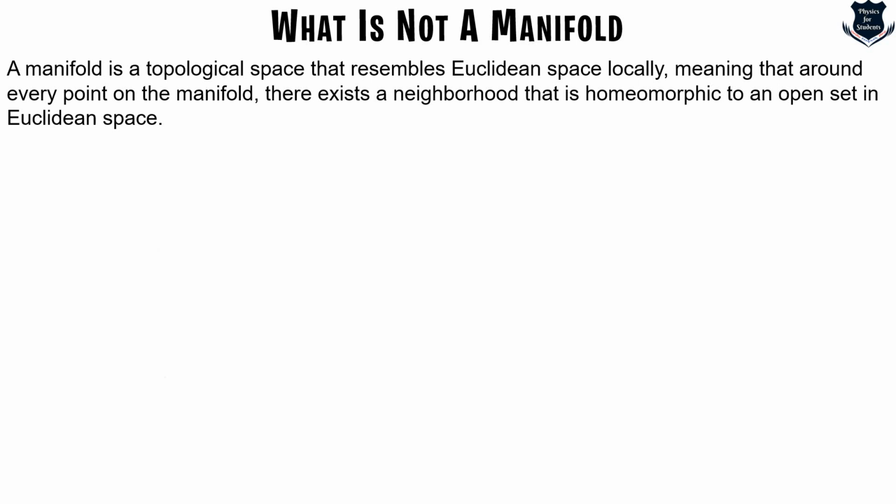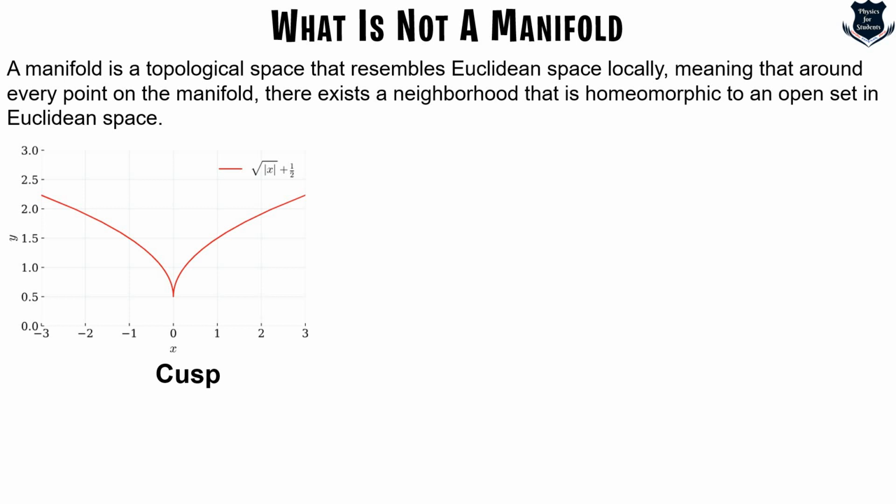Anyway, first let us see this one. So this is a cusp, right? Consider a point that looks like a cross or a cusp. Now around this point, no matter how small a neighborhood you take, it will not look, in an open set, like a locally Euclidean space. Every neighborhood will contain two intersecting lines, as you can see I marked in red, and this makes it impossible to find a homeomorphism to a Euclidean space. Hence it is not a manifold.